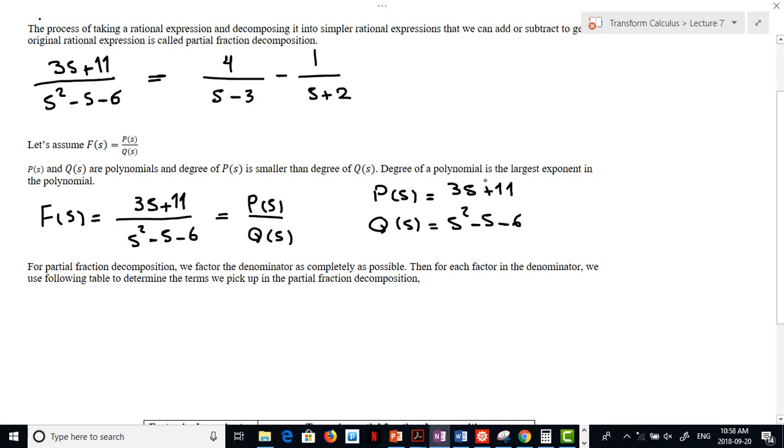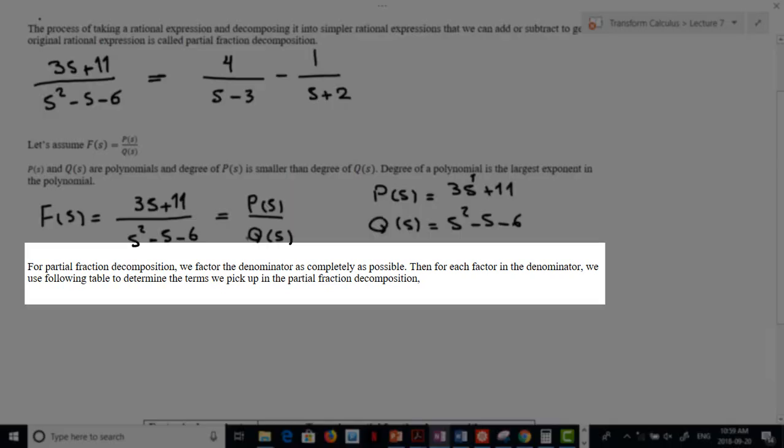So the degree of the polynomial in the numerator should be less than the degree of the polynomial in the denominator. What's the degree of a polynomial? The degree of a polynomial is the largest exponent in the polynomial. For example, here the largest exponent is s to the power of 1. As a result, the degree of P(s) is 1. The largest exponent in Q(s) is 2, you have s to the power of 2. As a result, the degree of Q(s) is 2. So the degree of the numerator for sure should be less than the degree of the denominator if you want to use partial fraction.